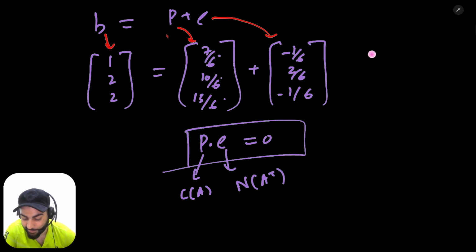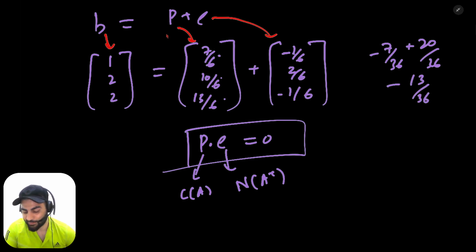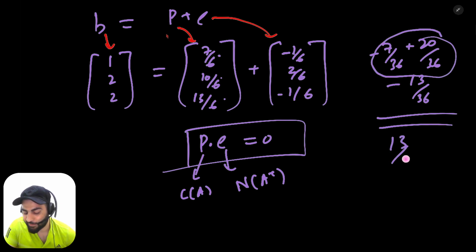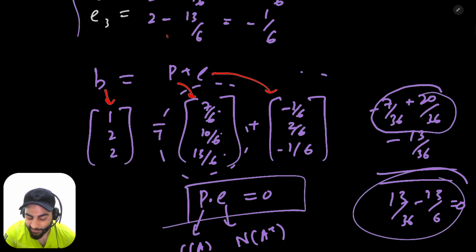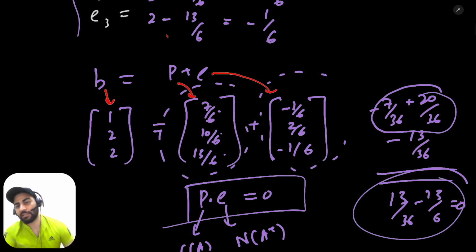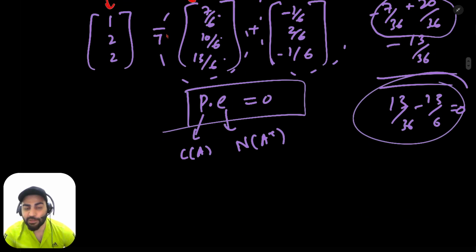So this is minus 7 by 36 plus 20 by 36, minus 13 by 36. Nice, so 13 by 36 minus 13 by 36, this is equal to 0. So do you see this picture? This projection lies in the column space, and this E lies in the null space of A transpose. If you now take the product, you saw that these two vectors are orthogonal to each other.